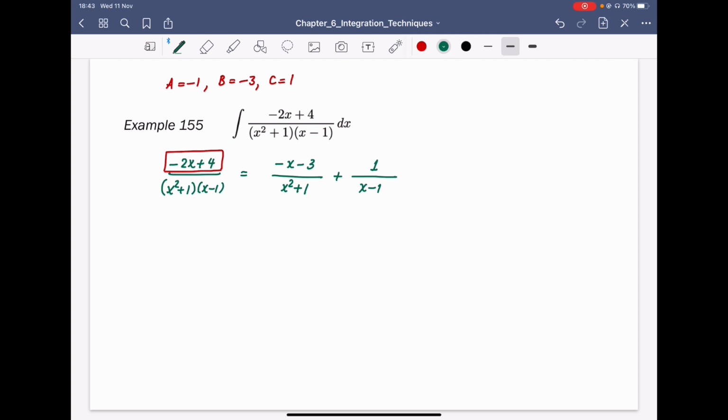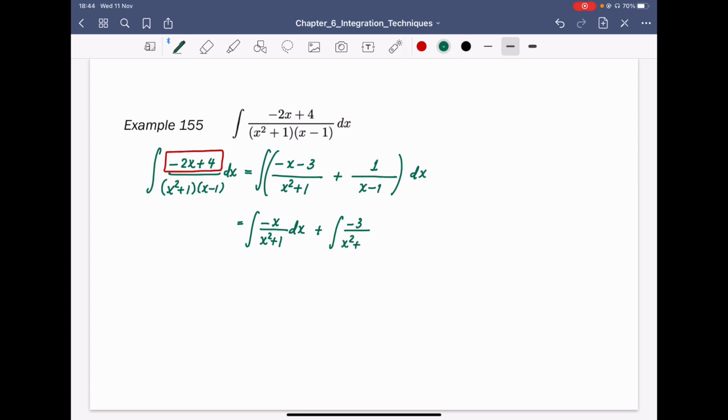All right, that means when you integrate, so you integrate that dx, right? This is going to be integrate on the right hand side here, dx. Well, on the first term, you're going to have negative x over x squared plus 1. So I split it into the first term here, and then I split it into -3 over x squared plus 1 dx here, and then I also split it into 1 over x minus 1 dx here.